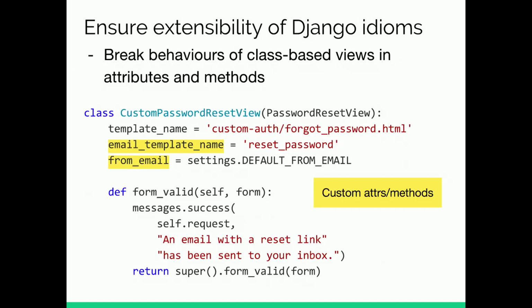Class-based views too, you should break the behaviors into attributes and methods. You must not have a custom gigantic method that, if anyone wants to change the behavior, they need to override it all. If you have something that is frequently changed by your app users, maybe it should be an attribute or a custom method. And back to Django Auth Tools, password reset view. Obviously, your users will want to change the template or the from email of the password reset. And this library already provides that as attributes, and this is good.